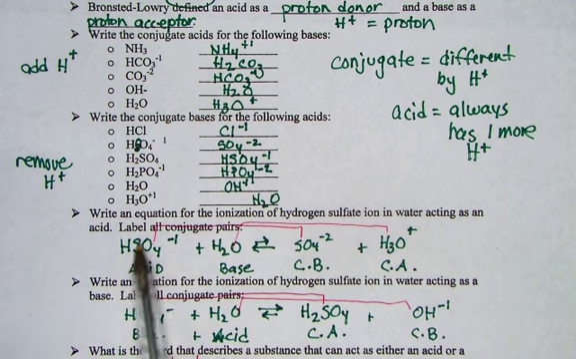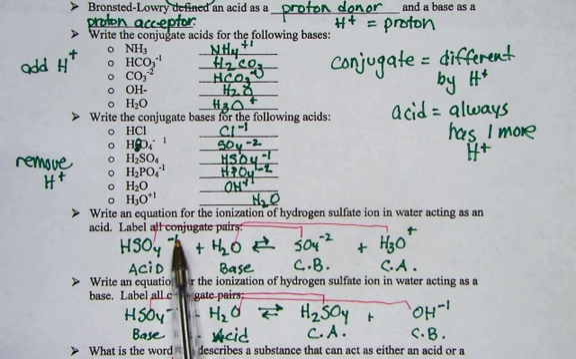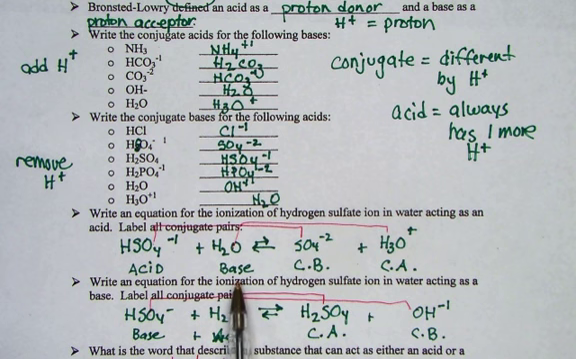In one situation, the HSO4 negative acted as an acid. Here's a situation where it acted as a base. Water in the original equation acted as a base, and now it acted as an acid. Both of these compounds can either accept or donate a proton, and therefore are termed amphoteric.